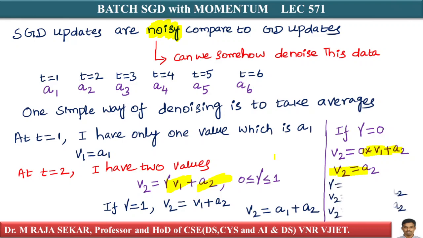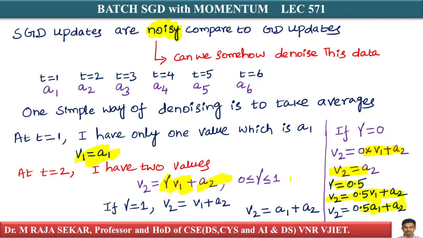What happens if my gamma equal to 0.5? Then my V2 becomes 0.5 into V1 plus A2. What is my V1? My V1 is nothing but A1. Therefore, my V2 equal to 0.5 A1 plus A2.